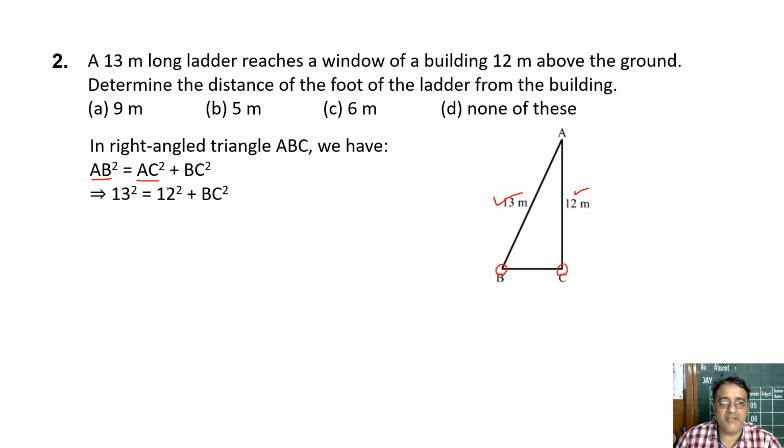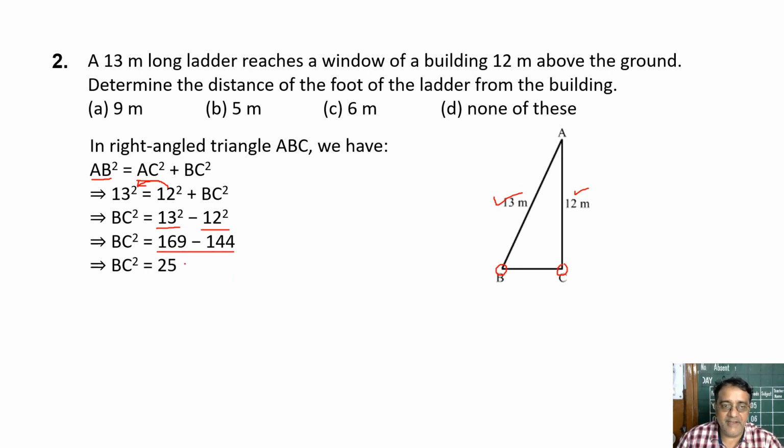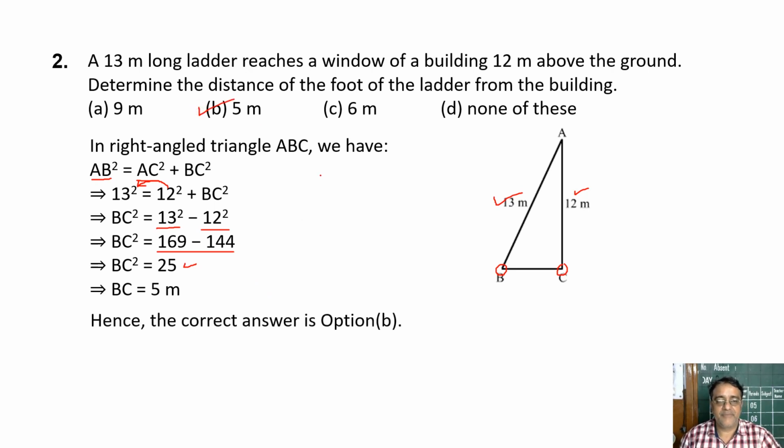So BC square is equal to, we will shift 12 square here. So minus will come. So this will be 169 minus 144. And what is 169 minus 144? 25. Square root of 25? 5. So 5 meter is the correct answer. So which is the correct option? Option B. Right.